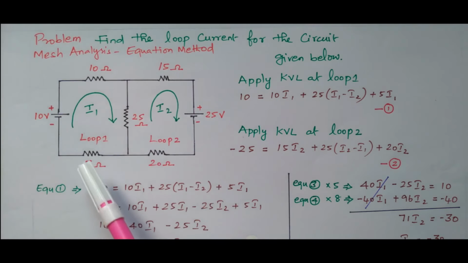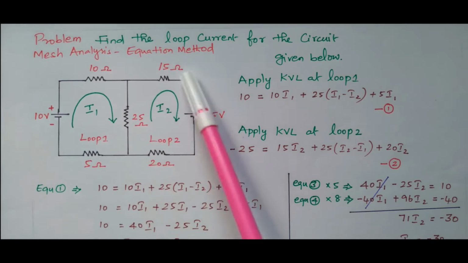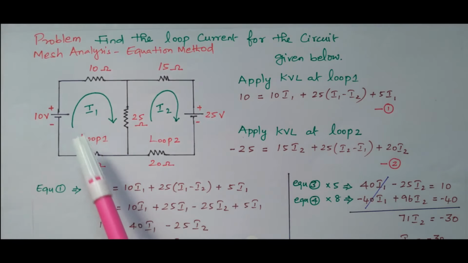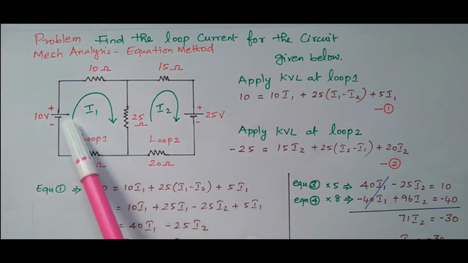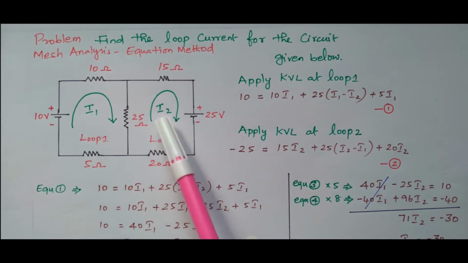So we framed 2 loops. This is loop 1 and this is loop 2. The current flowing through loop 1 is I1. The current flowing through loop 2 is I2. Both are in the same direction. Our aim is to find the values of I1 and I2.